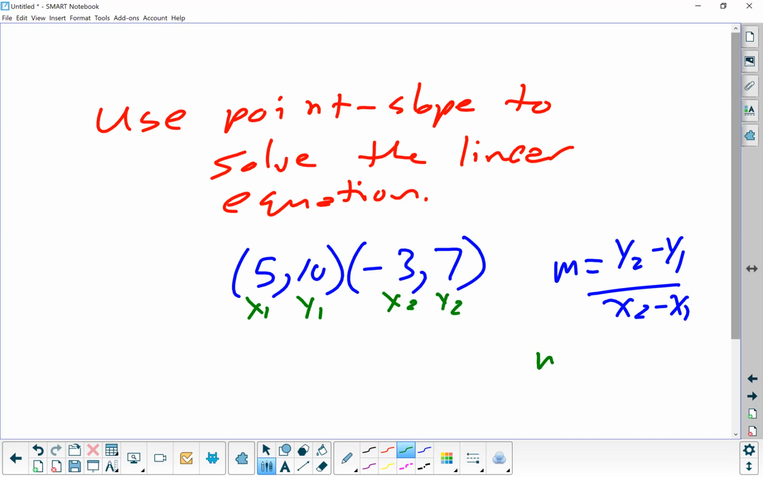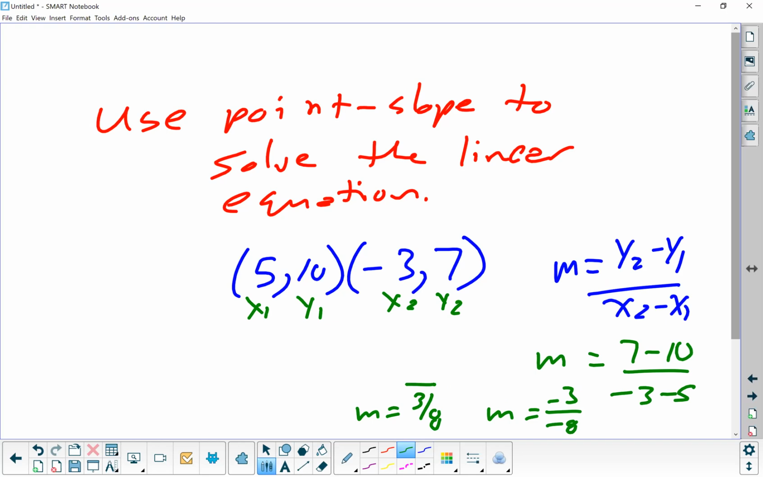So the slope is going to be 7 minus 10 over -3 minus 5. So that's going to give me -3 over -8. So I get a slope of positive 3 over 8. Agree?